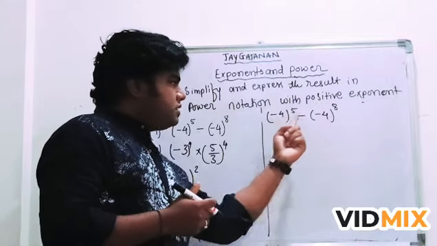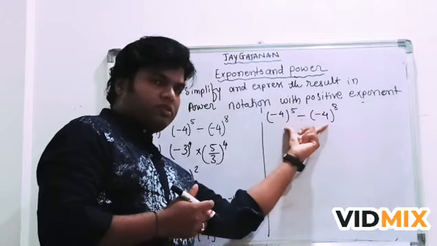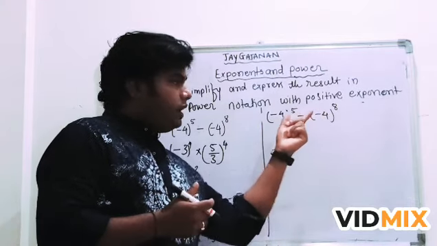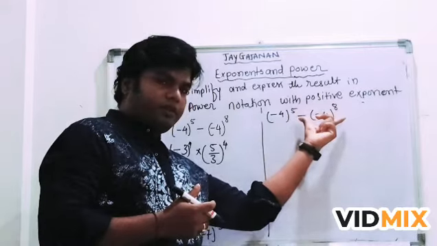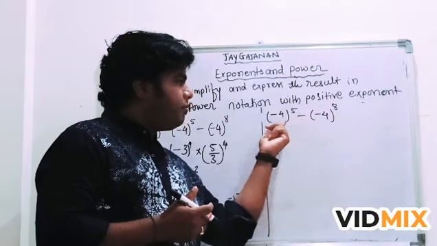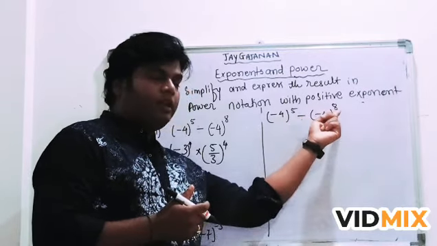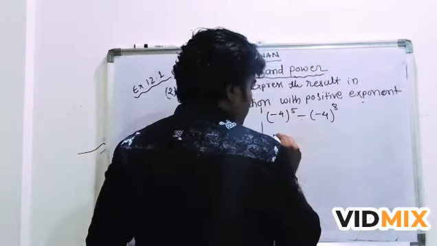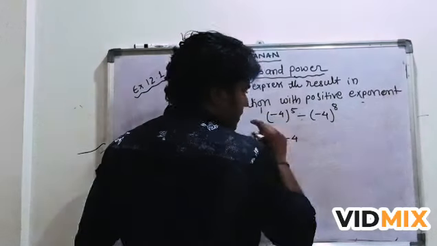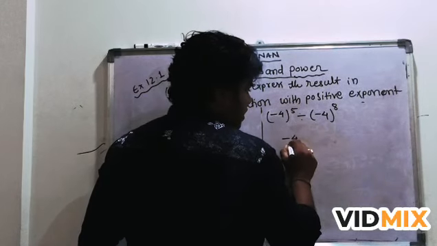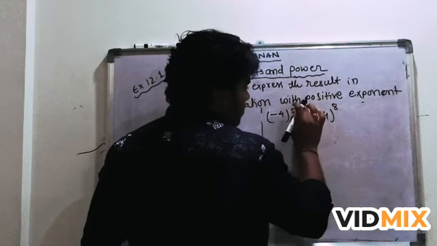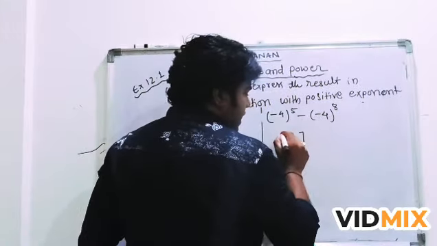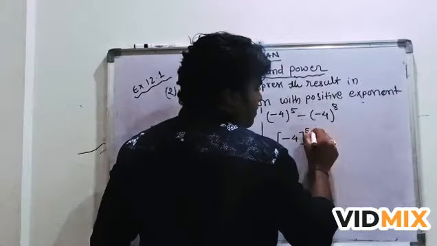Okay, this is the same, both of them are the same. So what we are going to do, a to the power m, a to the power n. Base is same, power is different. So in such case, what will happen? a to the power m divided by a to the power n, so a to the power m minus n. So this is 4, 5 minus 8.